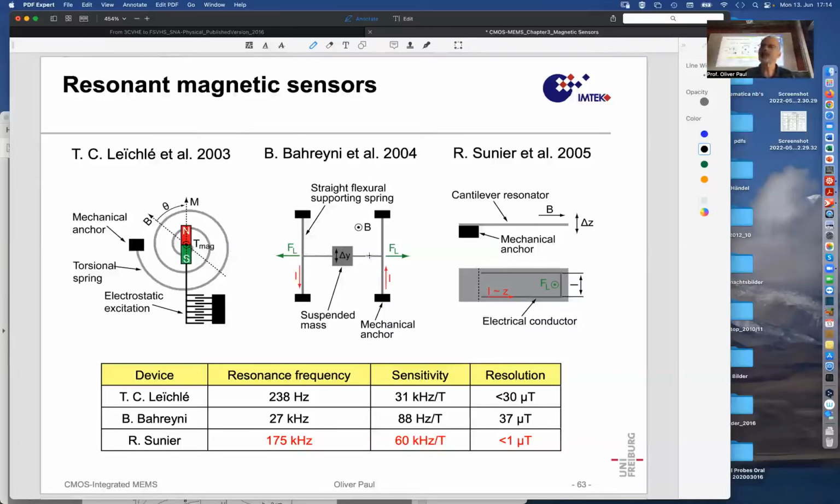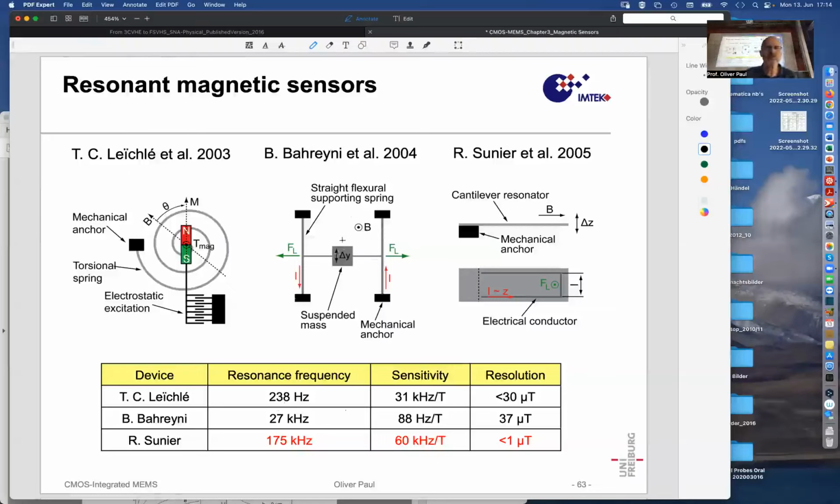Well, that's the same effect that is happening here. And that detuning of the resonance frequency will be a function of B. And if it is in linear response, it will be proportional to B. So that's what Bareni described.